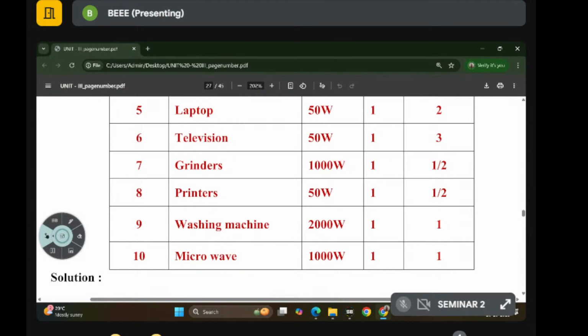Wattage into kilowatt, what is the formula? Watts divided by 1000 is equal to 1 kilowatt. You have to divide watts by 1000 and you will get kilowatts. For example, 75 watts. So 75 watts by 1000 is nothing but how much? 75 by 1000 is 0.075.